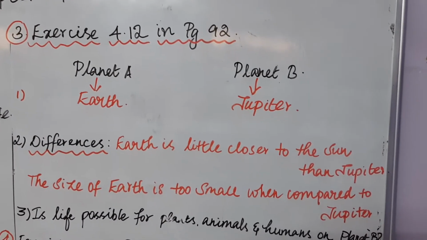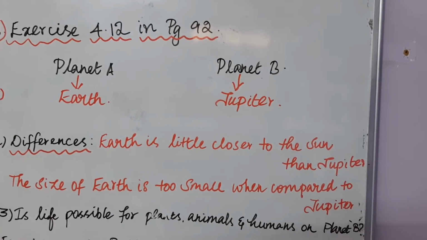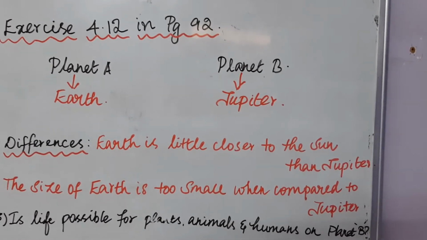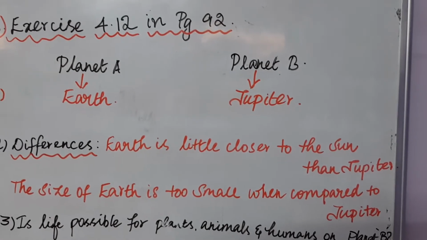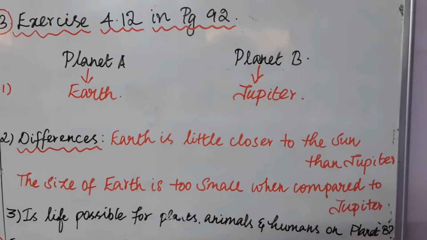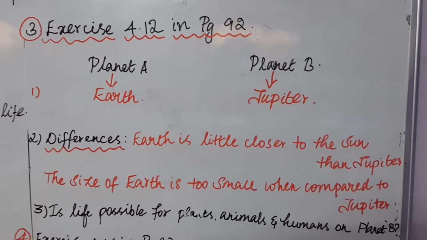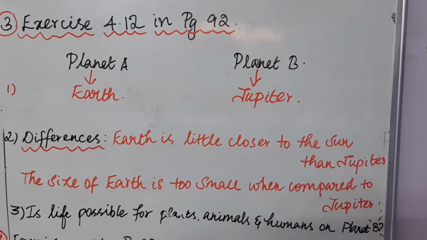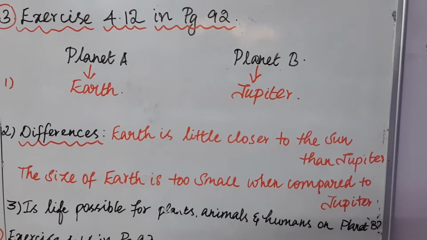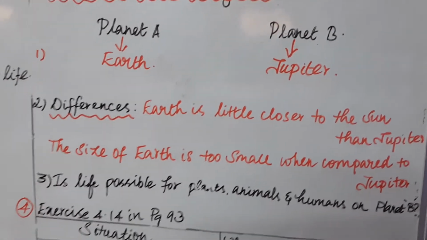The third question, I have left to your choice. Is life possible for plants, animals and humans on planet B? If yes, you have to mention why. If no, you have to mention why. So this is your choice. Of course, the answer should be no, right? Life is not possible on planet B, and you have to mention the reason why.